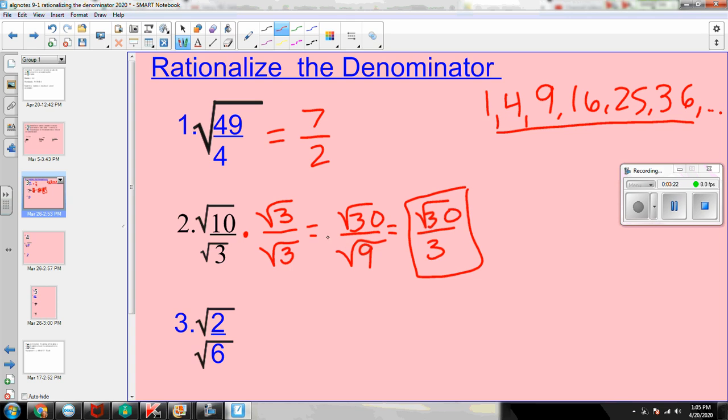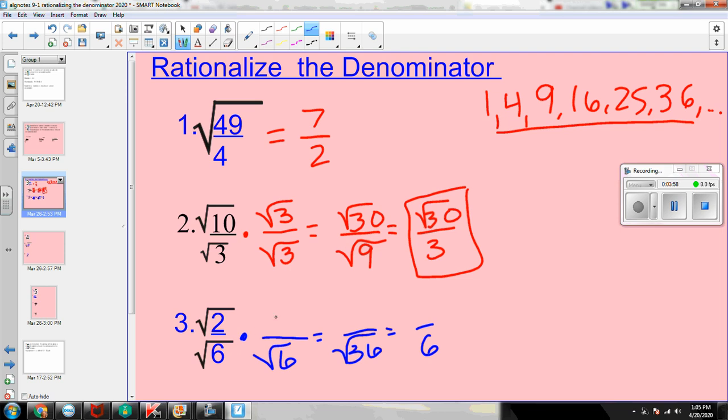So if you look at number 3, I've got the square root of 6 in the denominator. 6 is not a perfect square number. So I start thinking about, well, what can I multiply by 6 to get one of these perfect square numbers up here? 6 goes into 36. So what I'm going to do is multiply by the square root of 6. Because the square root of 6 times the square root of 6 gives me the square root of 36. And then I know the square root of 36 is just a 6. So I get a whole number instead of a radical sign left in the denominator.